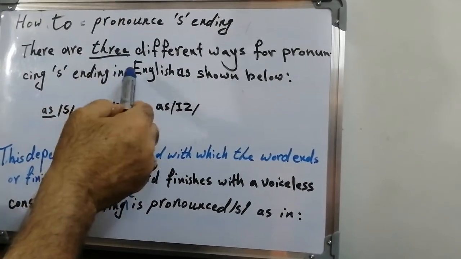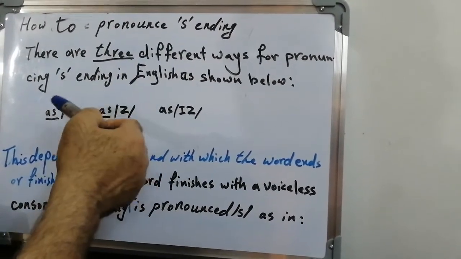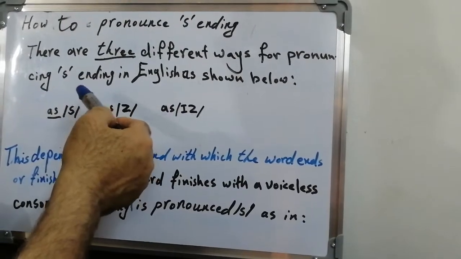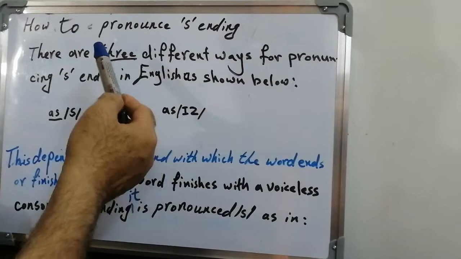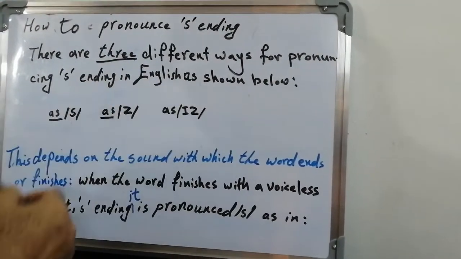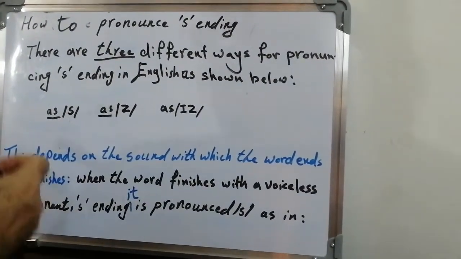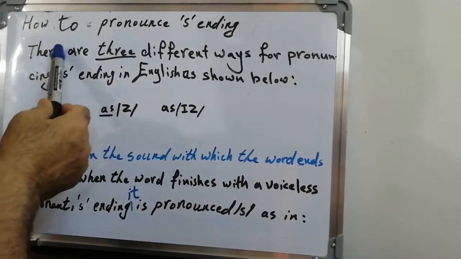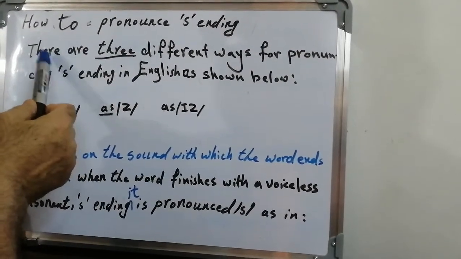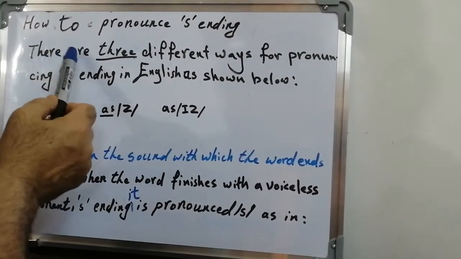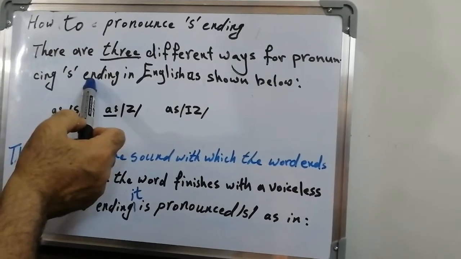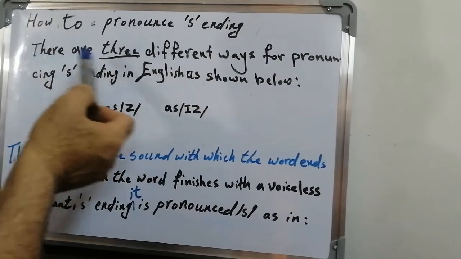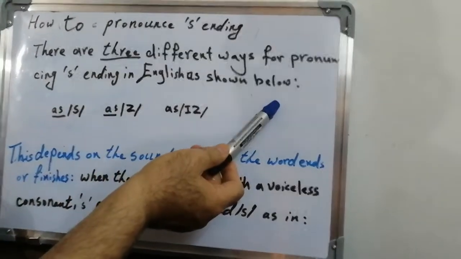Now, this rule that we are going to talk about is applicable to nouns, to verbs also, and also to possessive also. Now, the rules you see here, I've written to you that there are three different ways for pronouncing S ending. Three different ways in English, as shown below.